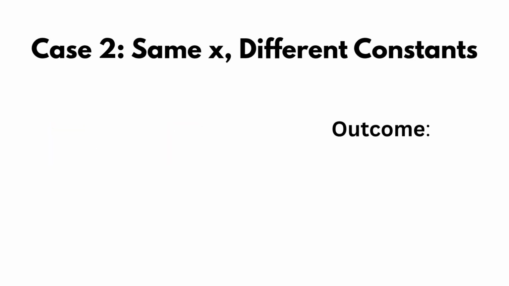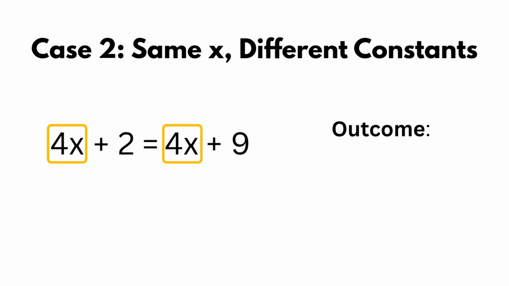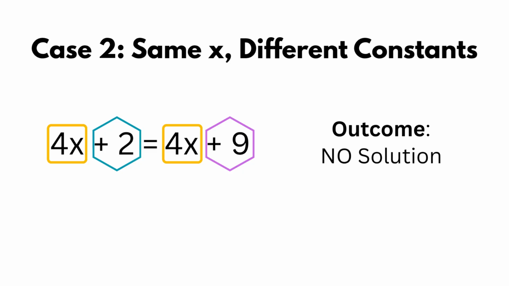Case 2, same x terms, different constant terms. Look at 4x plus 2 equals 4x plus 9. Both sides have identical variable terms, 4x. Next, look at the constants, 2 and 9. Since 2 does not equal 9, this statement is false. An equation with identical x terms but different constants will always have no solution.